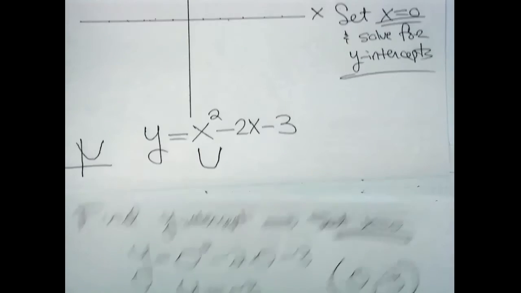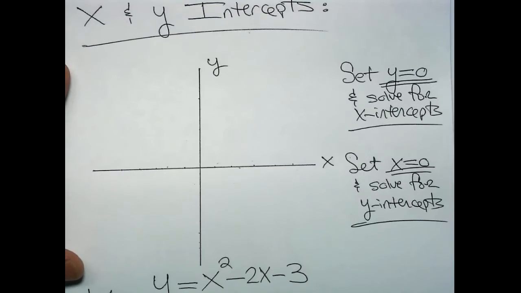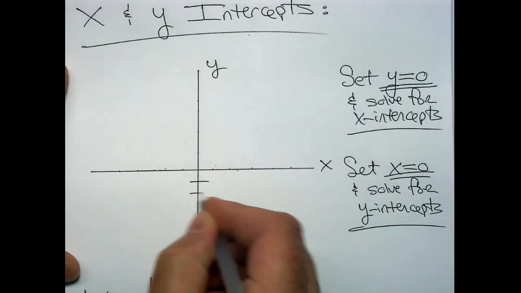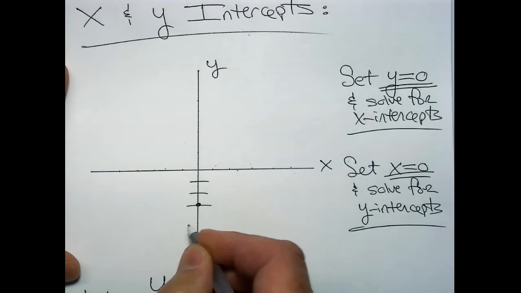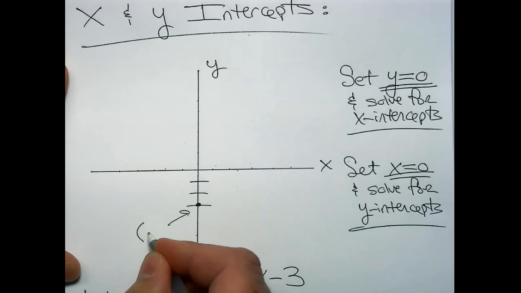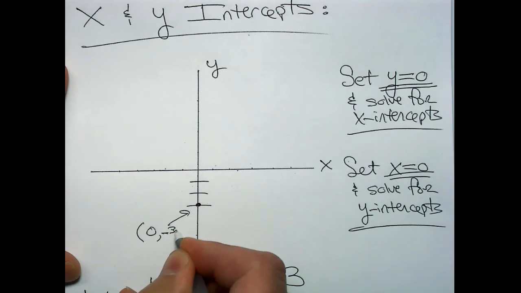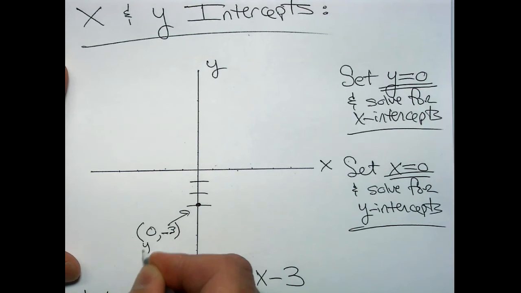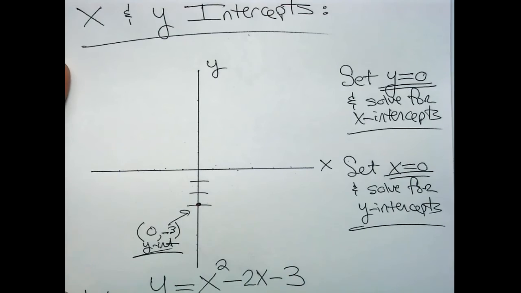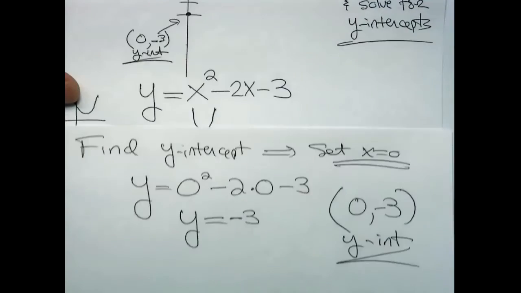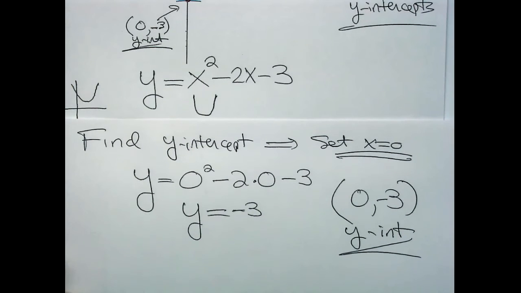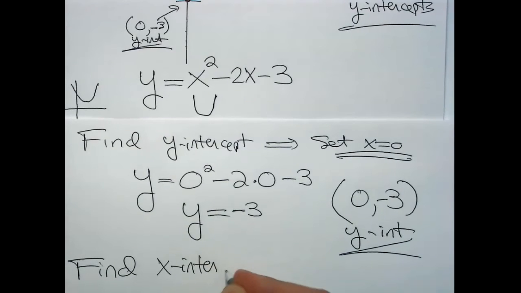So let's go ahead and plot minus 3 up there as a y-intercept. So I'm going to come down -1, -2, -3, and right there is my point. That's my y-intercept. So it's (0, -3), and I can call that a y-intercept. Let's go ahead and find some x-intercepts. And the way to do that is set y to 0. So let's find potential x-intercepts, possibly plural.